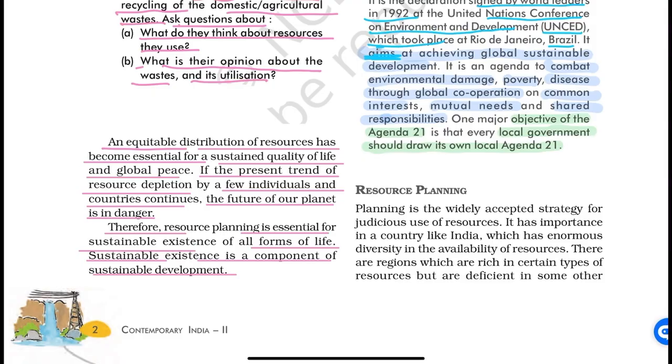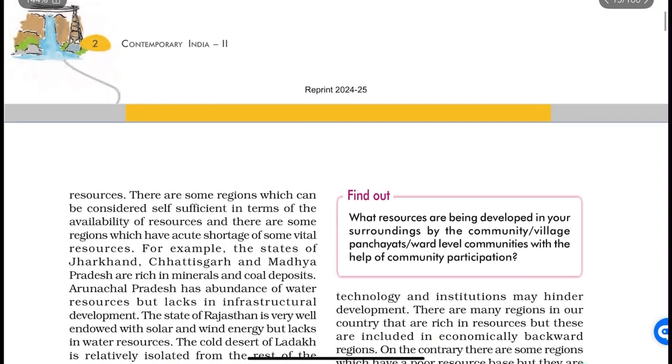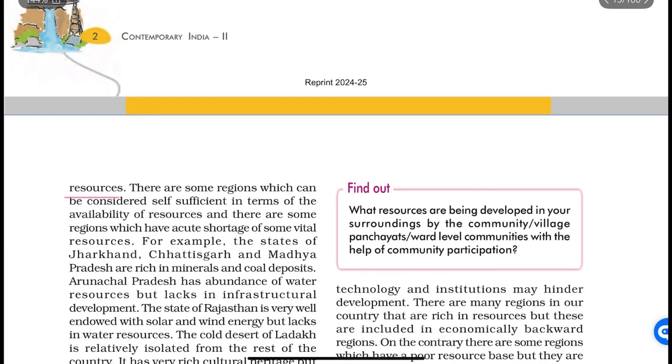Coming to the next point, that is resource planning. Planning is the widely accepted strategy for judicious use of resources. It has importance in a country like India, which has enormous diversity in the availability of resources. There are regions which are rich in certain types of resources but are deficient in some other resources.